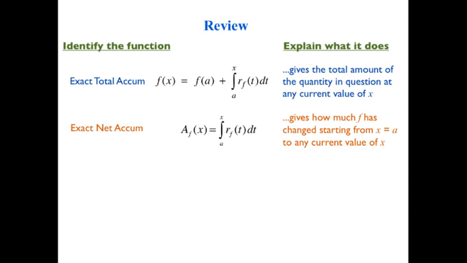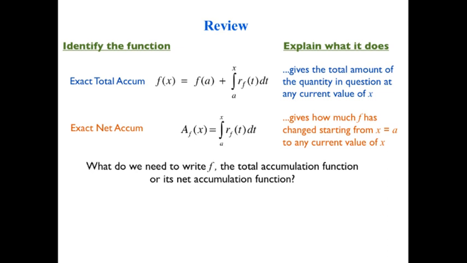So when we're modeling a situation, what is it we're going to need to write f or a sub f, the net accumulation? What is the key thing? If we want to write down a function like this, what's the key thing we're going to need in order to model a situation with a function like this? The rate function, right? This is the whole ball of wax. We need the rate function, okay? If we have the rate function, then we can write exact net accumulation, and we can write exact total accumulation.